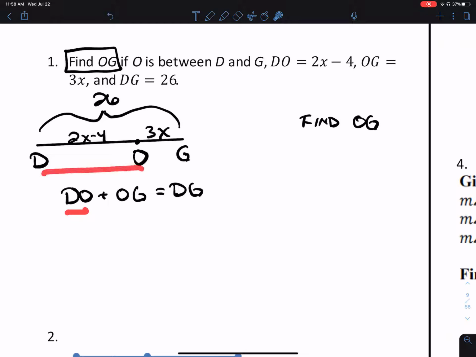D to O plus O to G equals DG. Then we substitute with what we know. Generally, when we substitute, we use parentheses if there's more than one thing on the same side of the equation. DO is 2x minus 4. OG is 3x. And DG is 26.